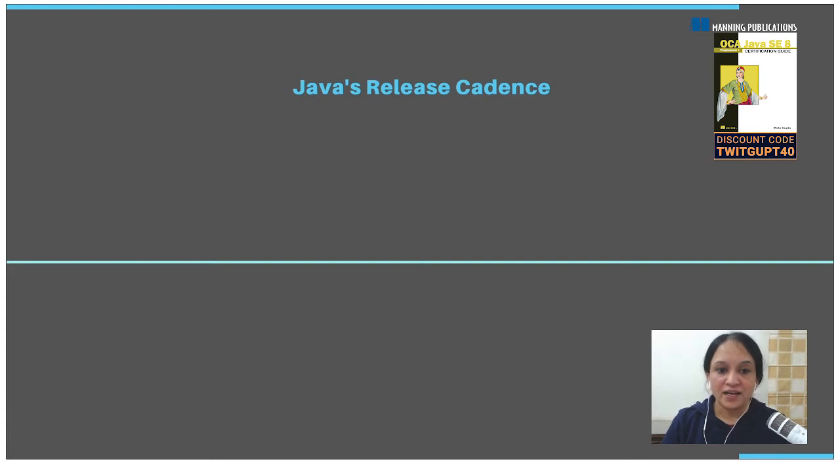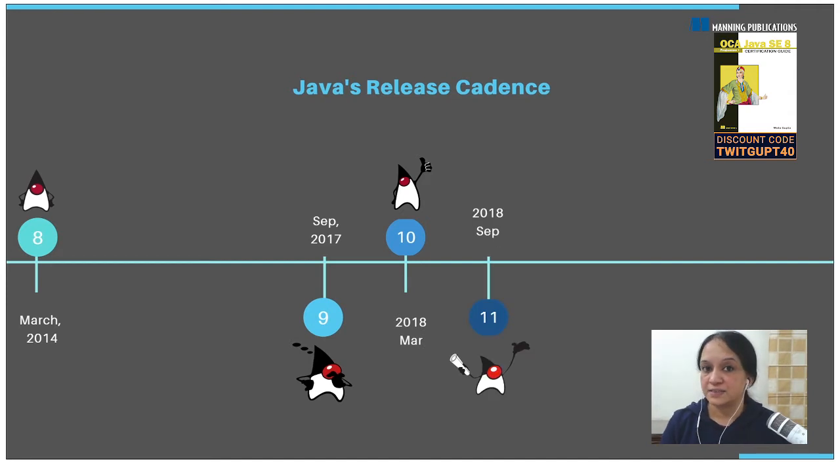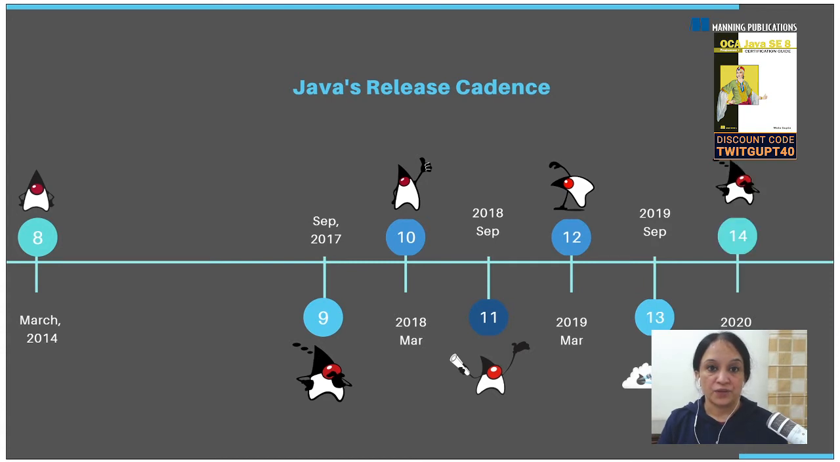Java 8 was released in March 2014, and Java 9 was released after around 3.5 years in September 2017. And with Java 9, the release cadence of Java changed. Now we have a new version of Java every 6 months. That's 2 new versions every year. So we already have Java 15, which was released in September 2020.